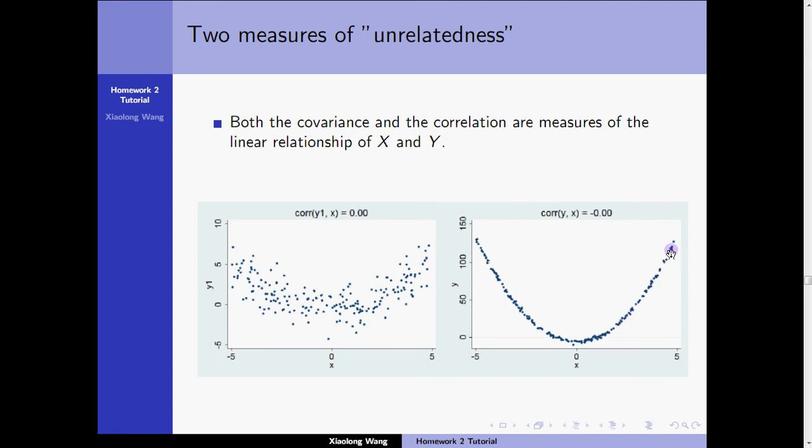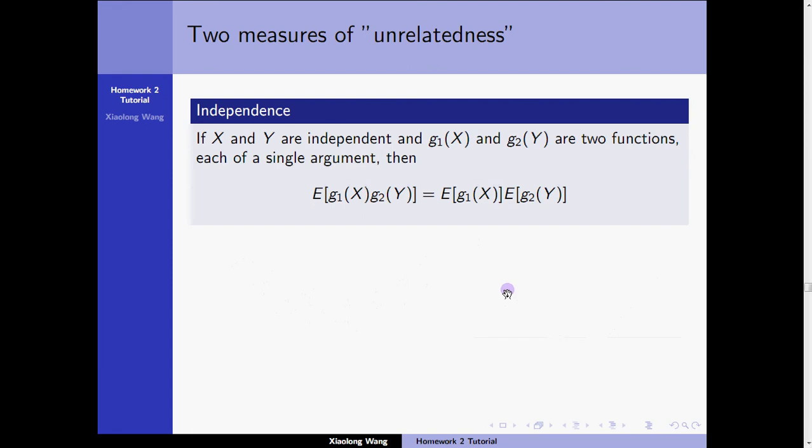That's why in question 3.16, that statement is false, because even if the covariance of x and y is 0, it doesn't necessarily imply that they don't have any relationship with each other. So covariance and the coefficient of correlation are the first measure of unrelatedness between two random variables.